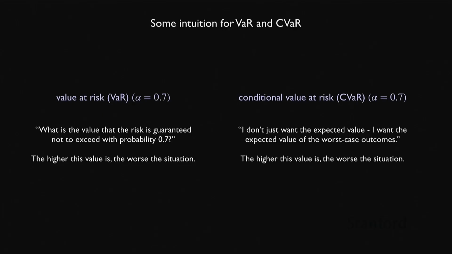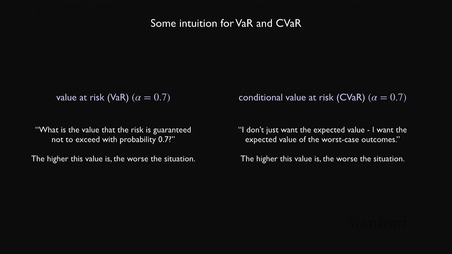For conditional value at risk, one thing we could do is say we have this distribution over risk metrics. We could just take this expected value, but if we're being more conservative here, we're basically saying I don't just want the expected value, I want the expected value of the worst case outcomes. And so the higher this value is, the worse the situation that we're in.